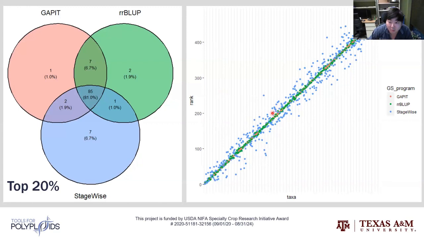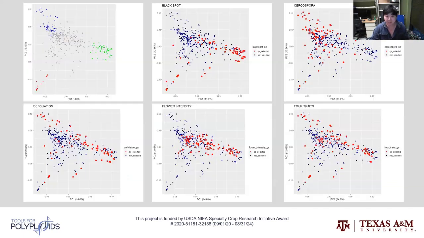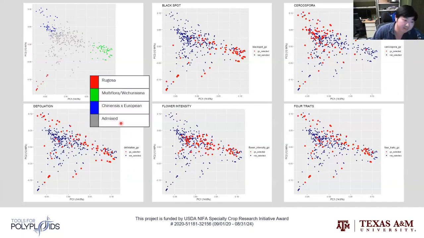Now, what was cool after doing all this is that we had also done the structure analysis earlier. So we were thinking, okay, where are some of these resistances, or where are some of these traits coming from? Remember earlier we mentioned that in this PCA plot, the red was for rugosa, the green was multiflora witchiana, the blue is chinensis, and the gray is admixed individuals. In each one of these plots, I highlighted in red the top 20% of individuals that performed for these traits.